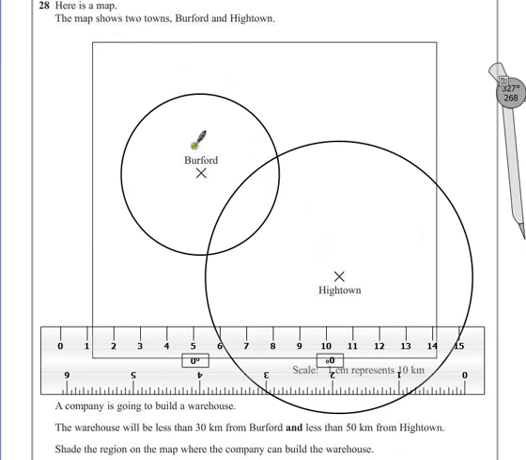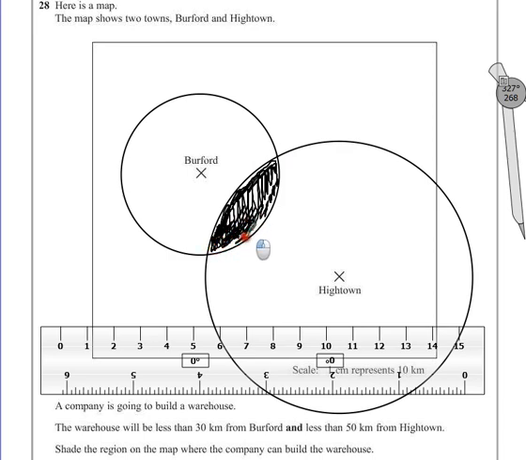Now we're asked to shade in the region which is less than the two distances, which means it's got to be inside this circle and inside this circle, which means it's this area here in between the two circles. It doesn't have to be a masterpiece, you don't have to colour in everything, as long as you're very clear that this is the part that we're colouring in.